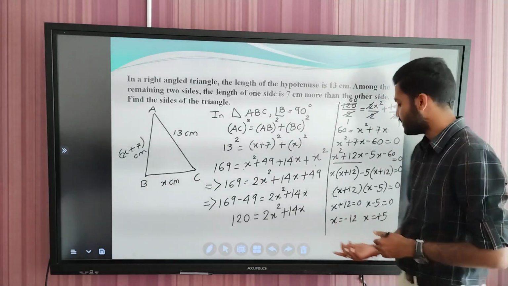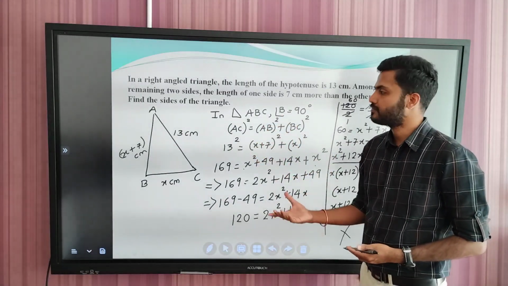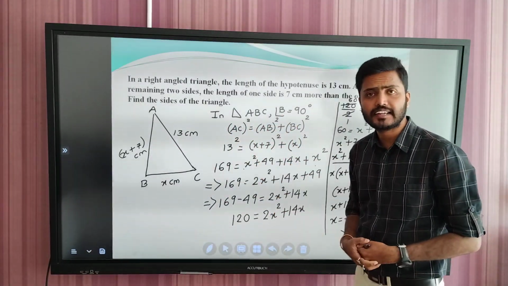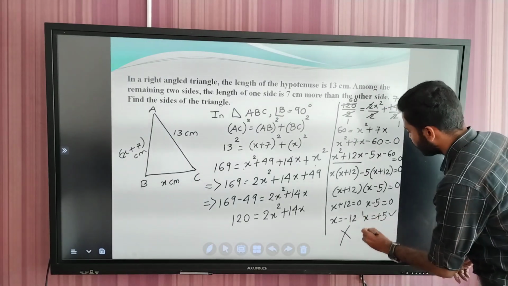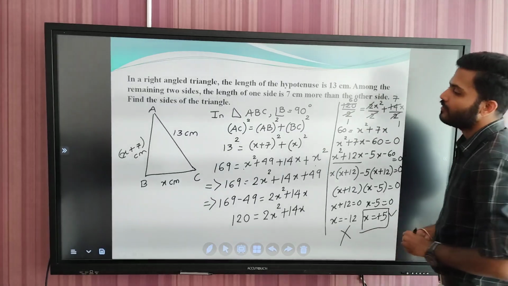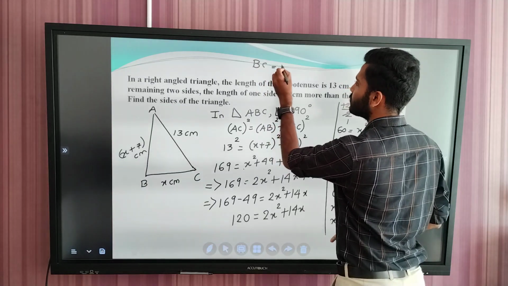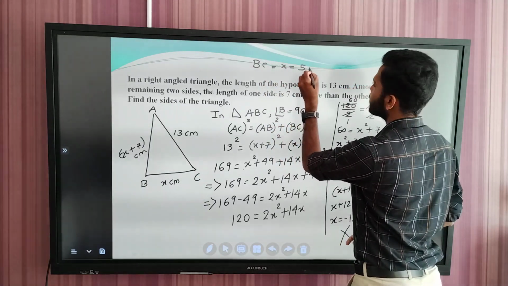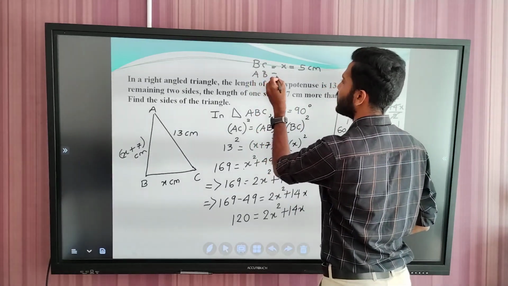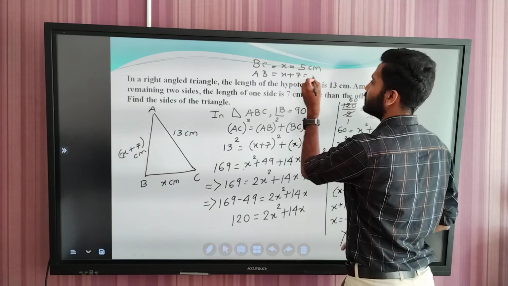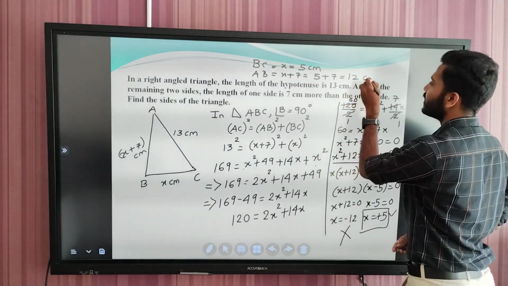Correct? So again we have to reject the negative value here, because length cannot be negative. Correct? So these are the sides of the right angle triangle and length cannot be negative, and hence I can conclude that the value of x is going to be 5. Okay? Which means the length of BC is going to be x, which is equal to 5 centimeters, and AB is x plus 7, that is 5 plus 7, which will be 12 centimeters.